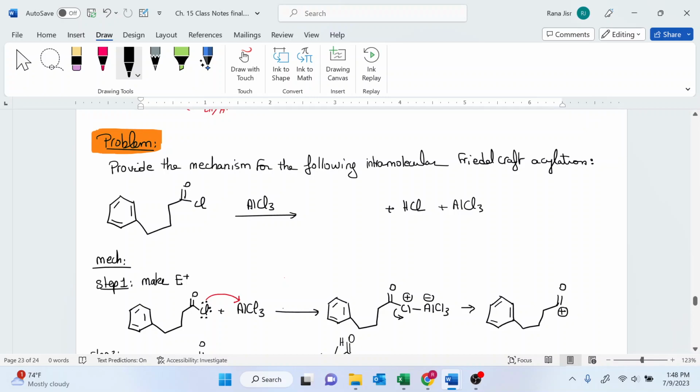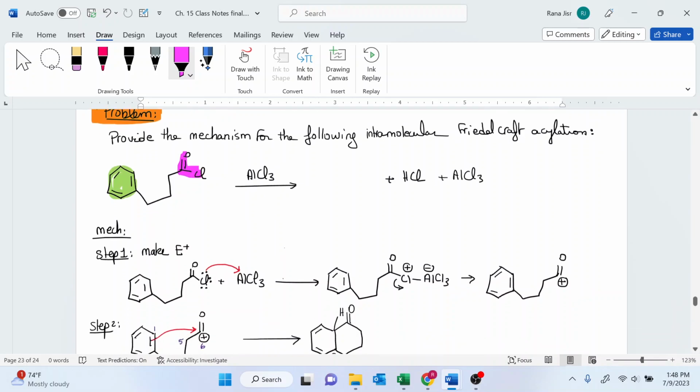I wanted to include this reaction over here. This is called an intramolecular Friedel-Crafts acylation. Intra means you have your reagent and your starting material within the same molecule. So here my starting material is the benzene, and my reagent is the acyl chloride. And notice that they are both in the same molecule.